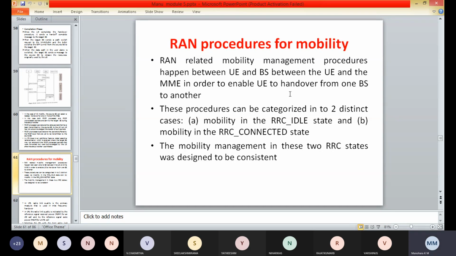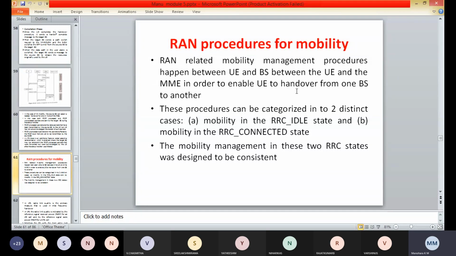So here in the RAN procedure, the time to trigger is a parameter chosen to prevent the user equipment from ping-ponging between the eNode Bs. In the RRC idle state, the user equipment decides when a handover is required and which cell or frequency the user should target.